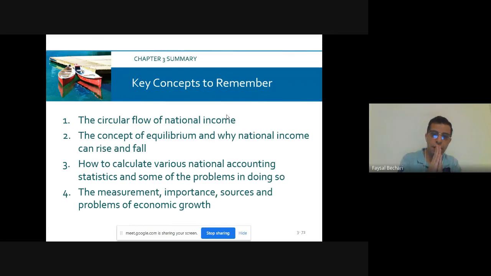So here we come to the end of chapter 3, and the concepts you need to remember are the circular flow of national income, how it happens, the concept of equilibrium, and why national income can rise and fall, and how to calculate various national accounting statistics. You just look at them. I showed you this. You just look at them. You don't need to do the calculation. And the measurement, important sources, and problems of economic growth.